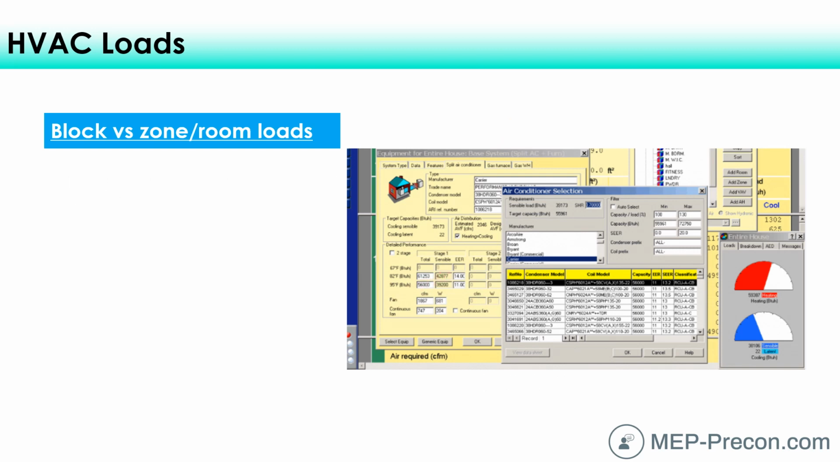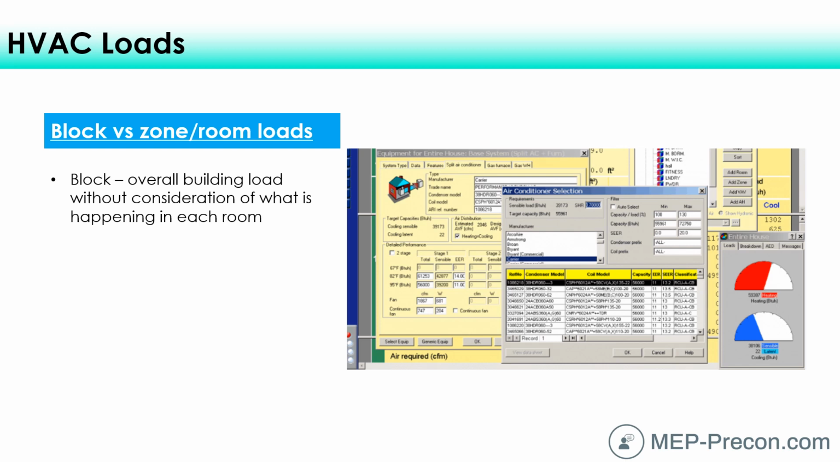Okay, and then let's talk about how you'd calculate the load from a block standpoint, or an overall building standpoint, versus a zone standpoint. A block load is essentially an overall building load without a whole lot of consideration of what's happening between adjacent rooms, the heat transfer through the walls between the individual zones within a building.